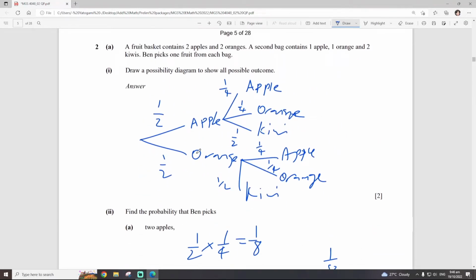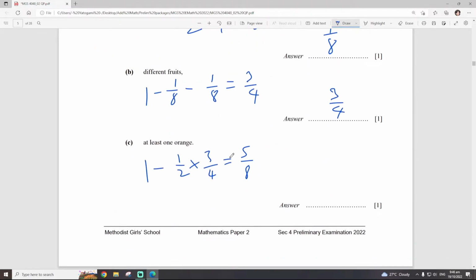And you can verify this for yourself. If you draw an apple first, you have a quarter probability of drawing an orange, so that's 1 over 8. And if you draw an orange at first, which is a half probability, it doesn't matter what you draw after that. So it does add up to 5 over 8.